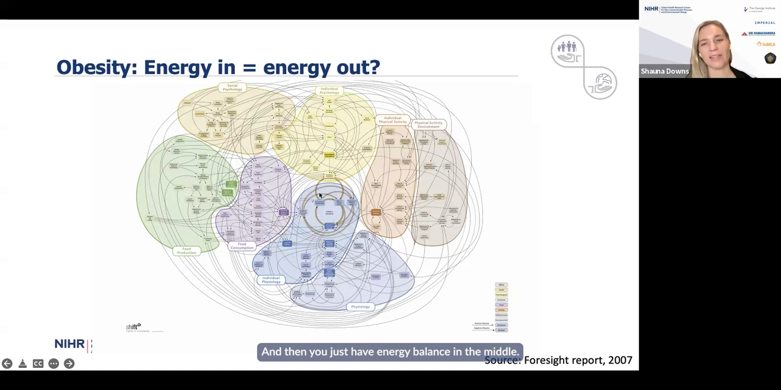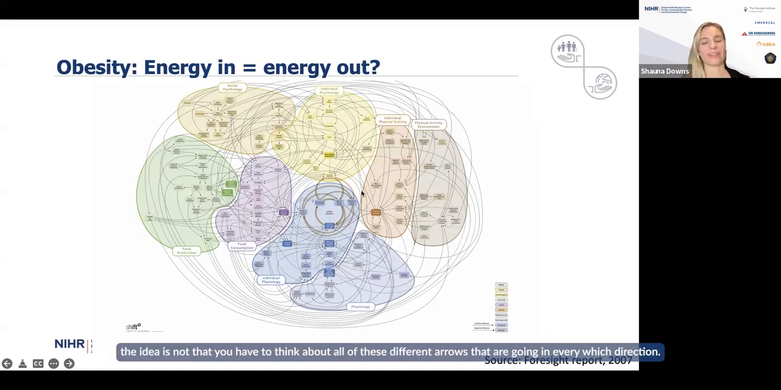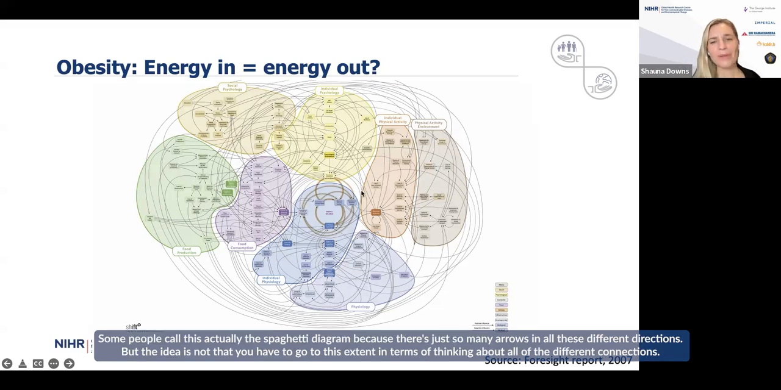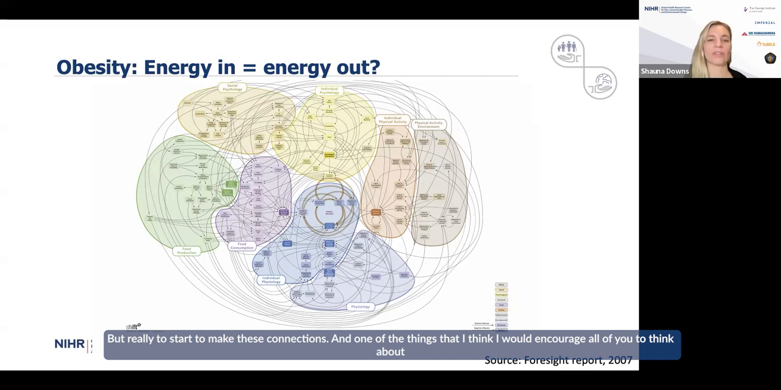The idea is not that you have to think about all of these different arrows going in every which direction. Some people actually call this the spaghetti diagram because there are so many arrows in all these different directions. The idea is not that you have to go to this extent in thinking about all of the different connections, but really to start to make these connections.